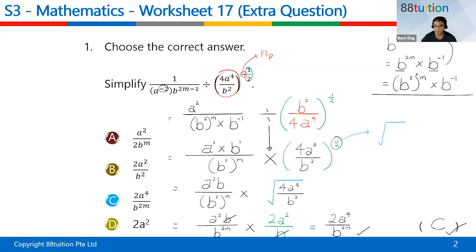Jianhao is okay, don't worry. We are just starting. We are just doing a revision on indices. So this is our question.